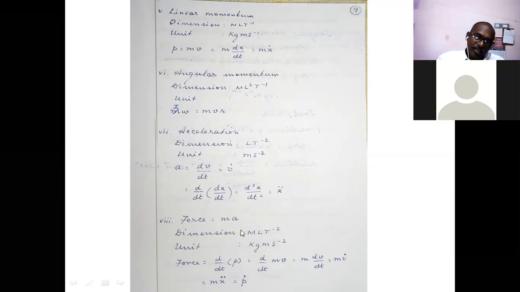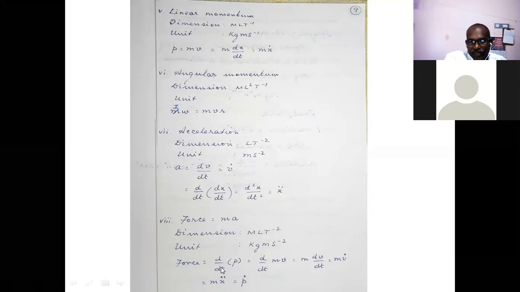And the next dynamical variable is force. Force is mass times acceleration. When mass increases, force increases. When acceleration increases, force increases. Look at the difference. Mass multiplied by velocity is momentum. Mass multiplied by acceleration is force. Hence, I can write that it is the rate of change of momentum.